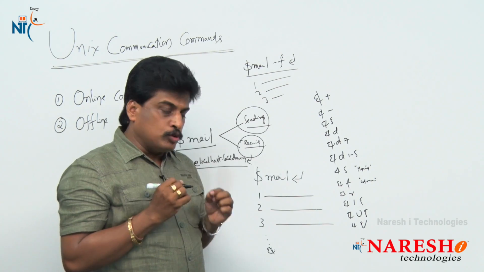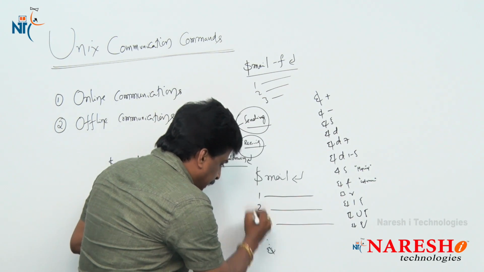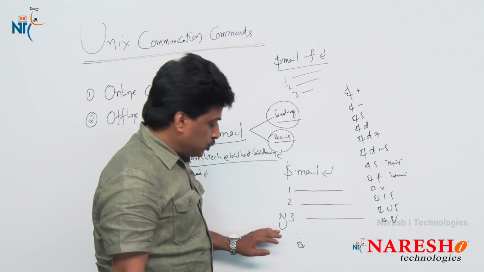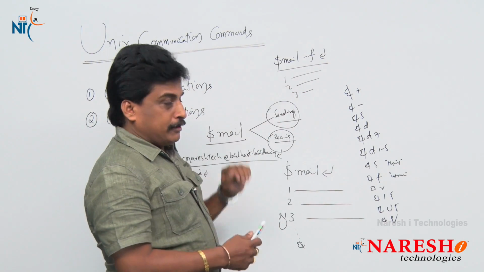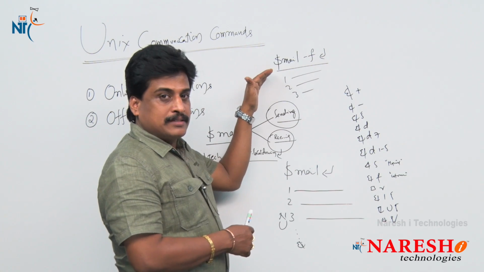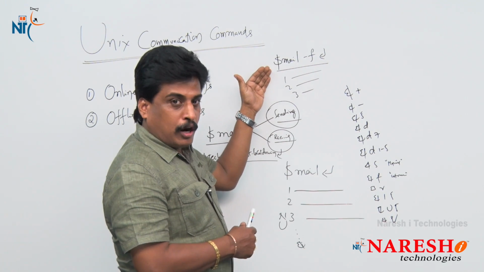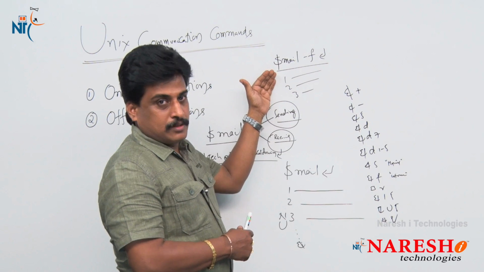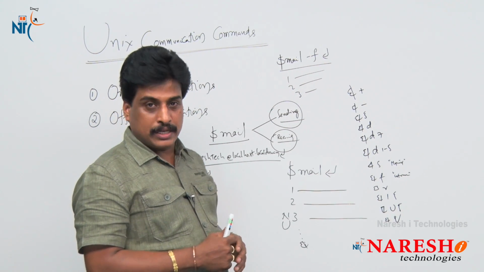But here you want to know another point also. Sometimes it gives a capital N. N means new mail. U represents unread. So mail -f is already explained to you very clearly. It is the secondary inbox. So this is about your offline communications. Offline communications' alias name is one-way communications.